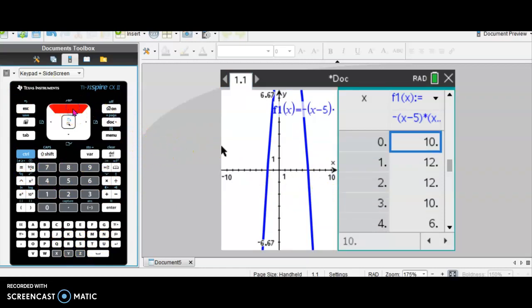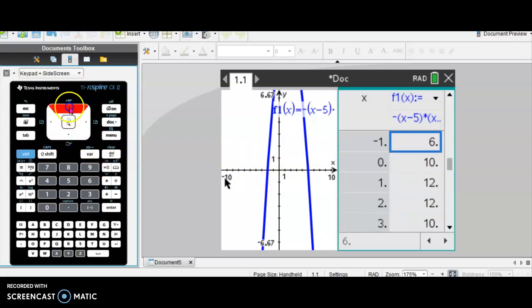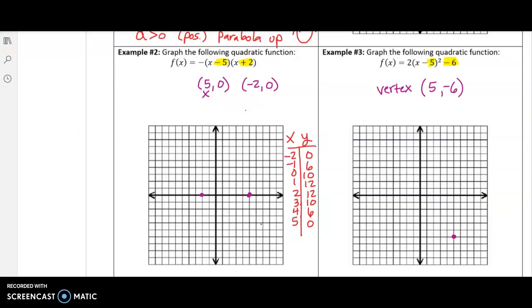So we can see here there is no number between those 12s, which means our vertex is somewhere between those two. But we can plot some of our points: 0, 10, and 3, 10, negative 1, 6, and then its opposite point would be 4, 6. And then, of course, 5, 0 is a root. Do we have another root? Negative 2, 0, which we had already plotted. So I'm going to write some of these down and we'll graph them.